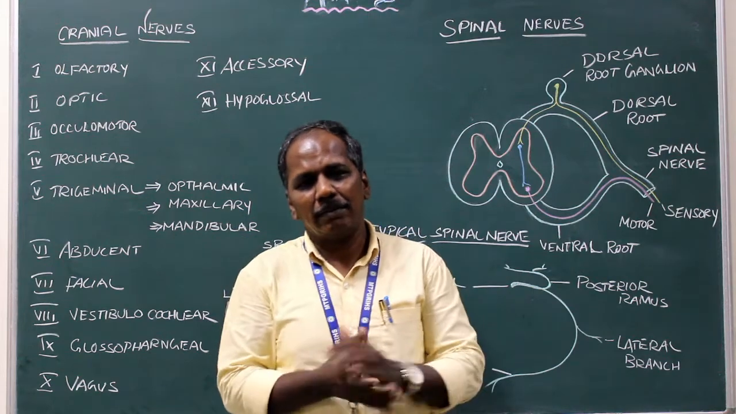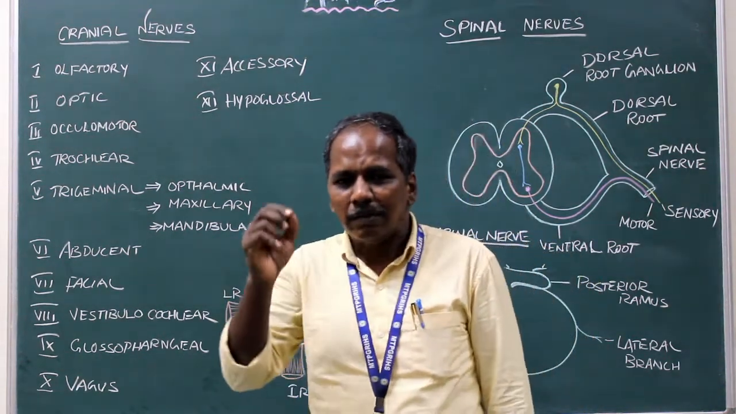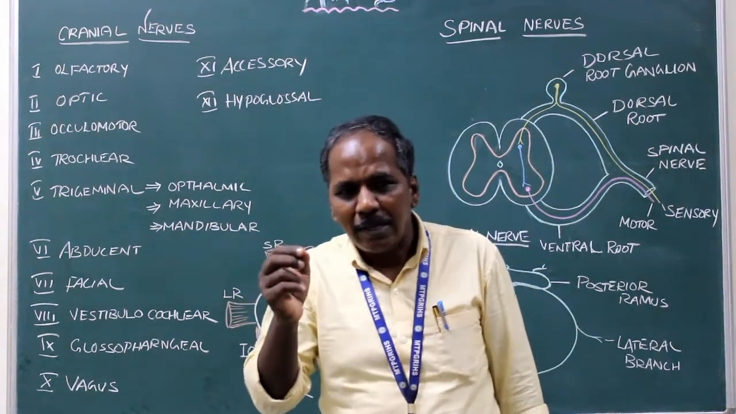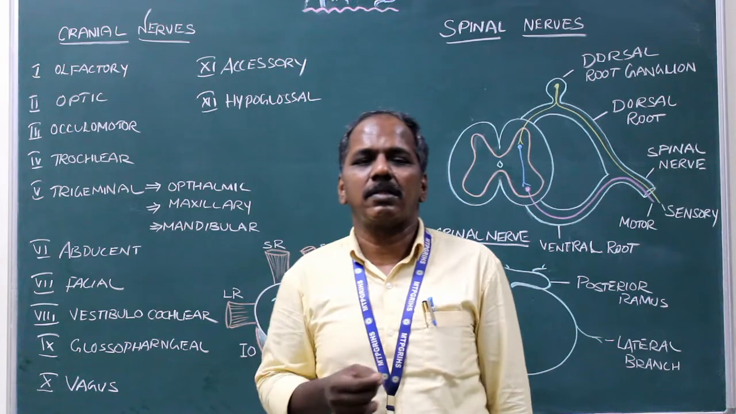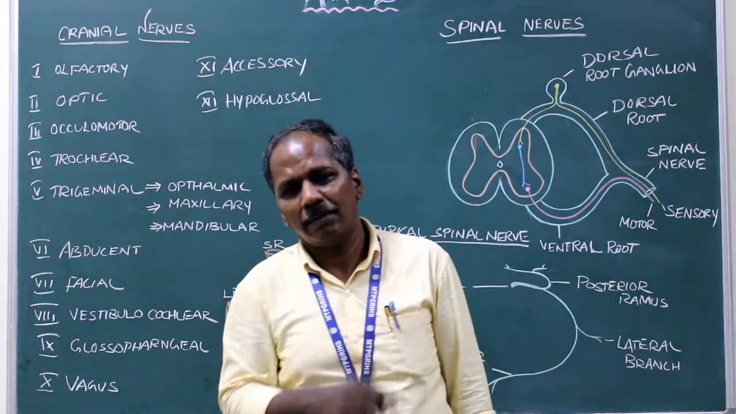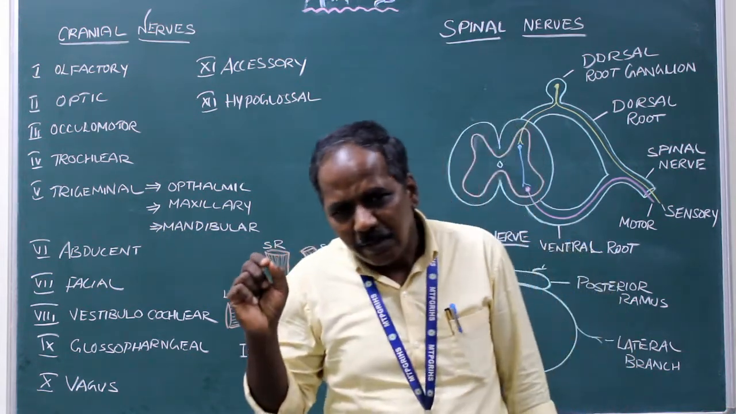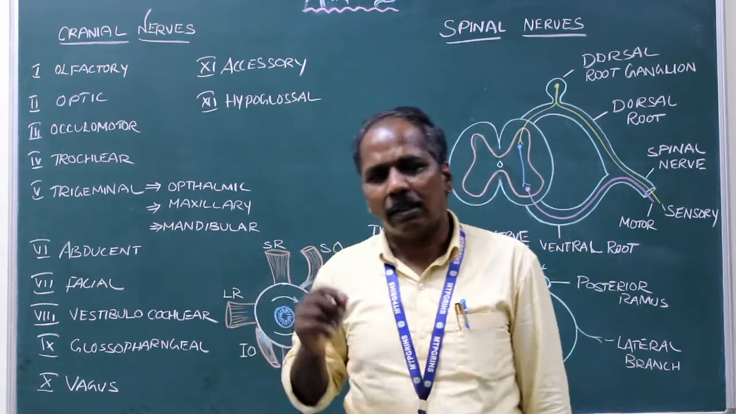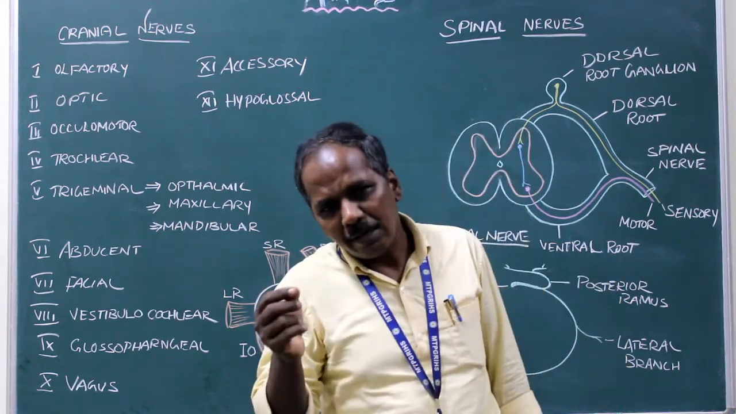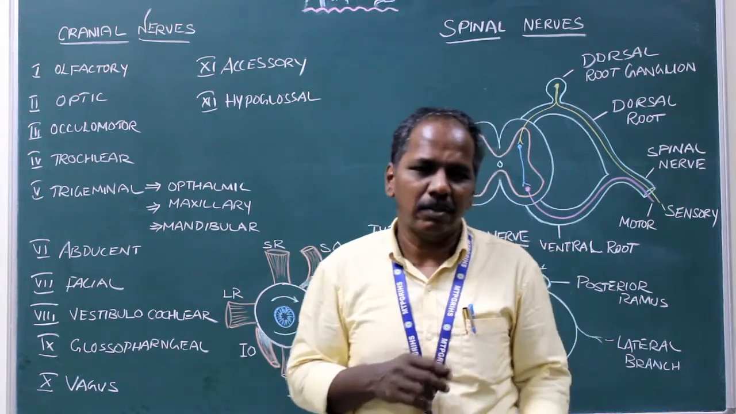Peripheral nervous system. The nerves arising from the brain and spinal cord, which end by supplying the peripheral organs, constitute the peripheral nervous system. Example: 12 pairs of cranial nerves, 31 pairs of spinal nerves, autonomic nervous system, which includes sympathetic and parasympathetic nervous system.